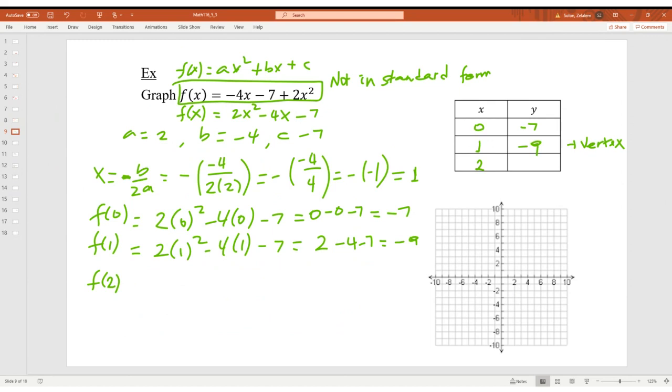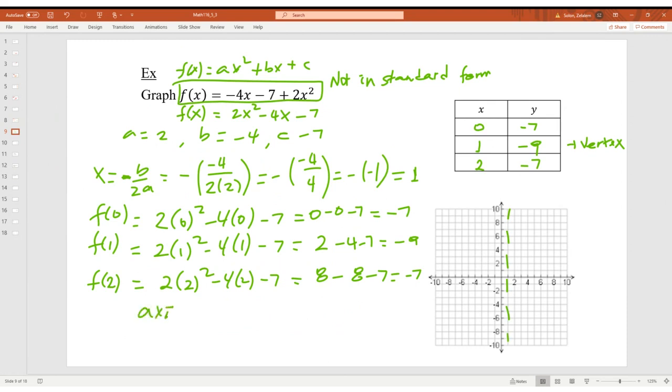And f of 2, 2 times 2 squared minus 4 times 2 minus 7. So 2 times 2 squared is 4, 4 times 2 will be 8. Minus 4 times 2, which is 8 again, minus 7. So 8 minus 8 is 0. Then we have -7. So we have all the 3 points. So the axis of symmetry is at 1. So you have a vertical line at 1 like that.